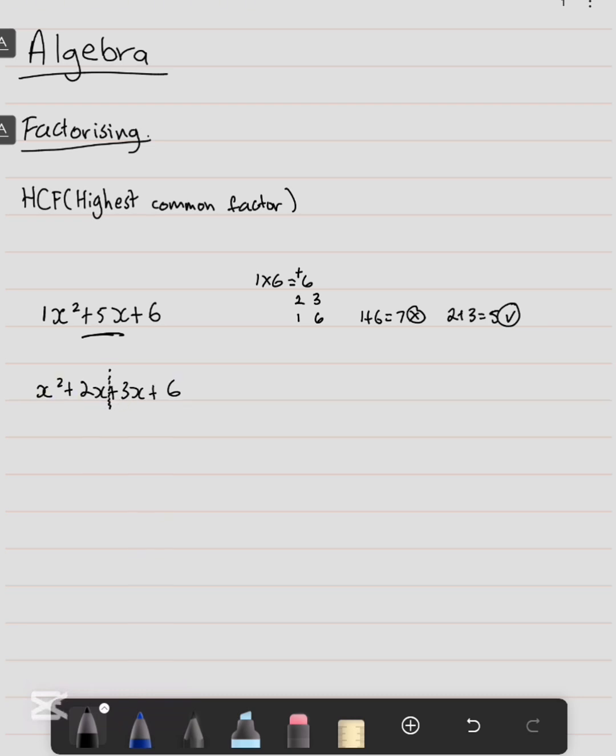We draw a line and split 2x and 3x, and on each side of the line we factorize. To know if you're on the right track, the inside of both brackets will be the same, which is x plus 2, and the other bracket will be x plus 3, which is the remaining numbers.